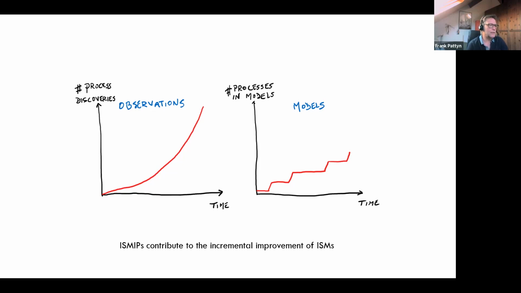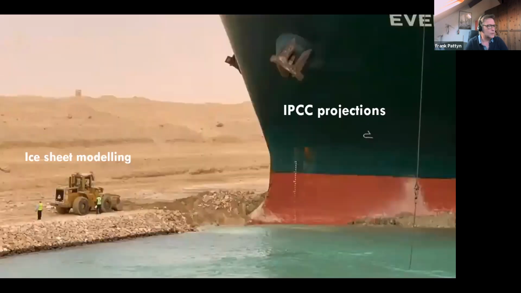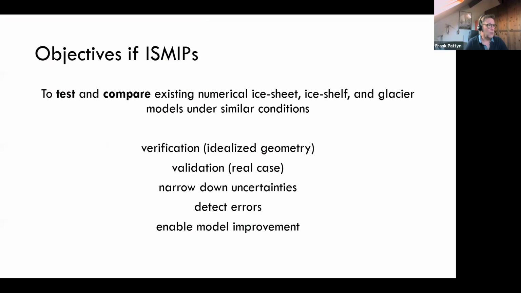The fact is that the improvement of ice sheet models is very incremental, and it's very slow compared to the wealth of observations that we currently have, and also the understanding of the processes behind it. But I think that ice sheet model intercomparisons, or ISMIPs, may contribute to the incremental improvement of such ice sheet models. There is another way of representing this by a popular meme. Popular, it's maybe not popular anymore because it's over. The ship is free. But this is a way of also thinking about this, or how I see it.